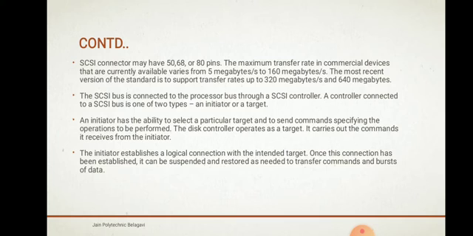The initiator establishes a logical connection with the intended target. Once this connection has been established, it can be suspended and restored as needed to transfer commands and bursts of data. That is, if sometimes the connection is suspended, it can be restored again as needed so that it can continue the transfer of commands and bursts of data.